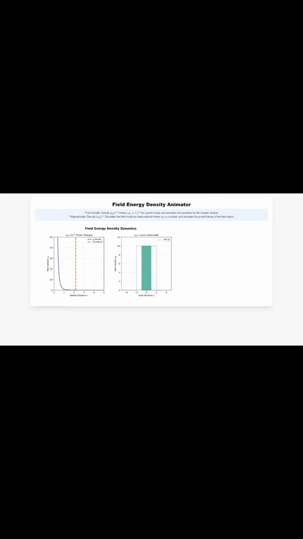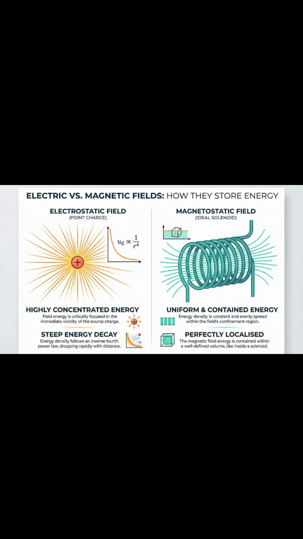But where does the energy actually live? This brings us to our second point, energy distribution. We look at two totally different systems. With a single point charge, the energy density just plummets. It follows an inverse fourth power law. Think of it like a super sharp, intense spike of energy right at the source that pretty much vanishes as soon as you move away.